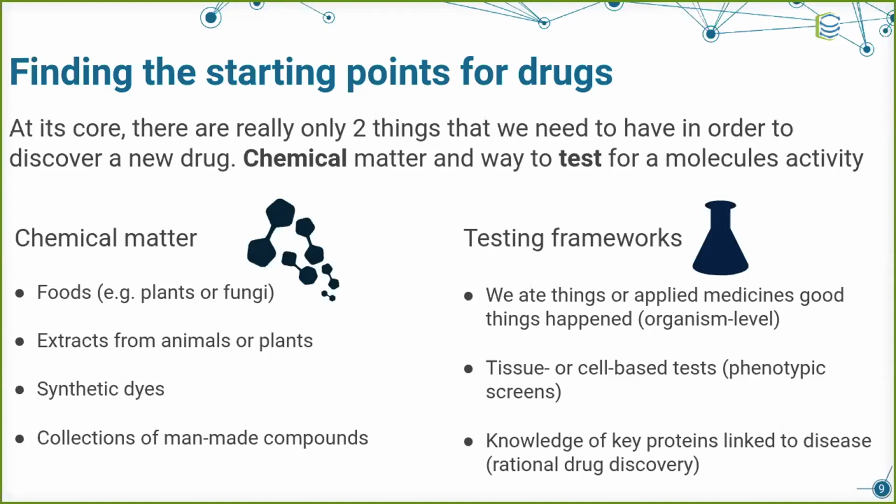So we've gotten smarter. So this is kind of like the primitive level of testing. Eventually, we do need to get to the organism level at some point, which I'll touch on later. But at the early stages, we like to use models or proxies for discovering medicines. So there are these things called tissue or cell-based tests, so-called phenotypic screens or biological assays. And I'm going to talk a little bit more about that in the next step.